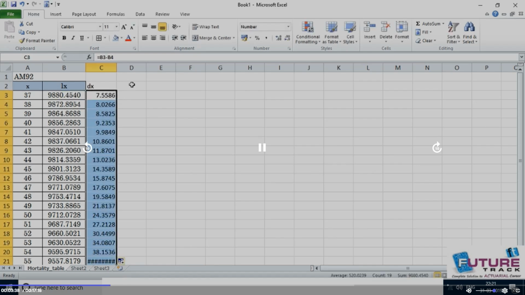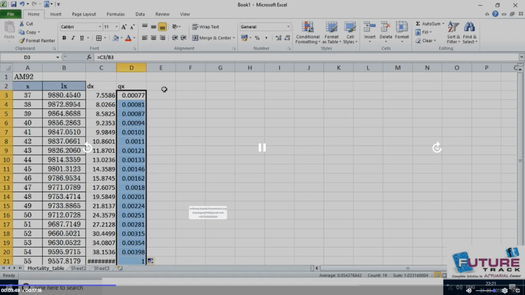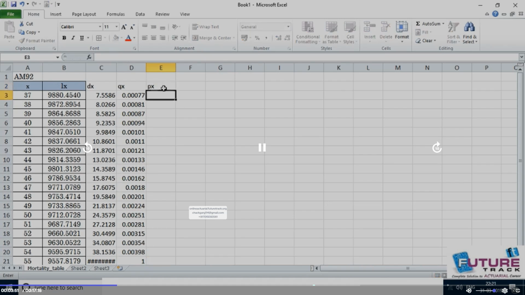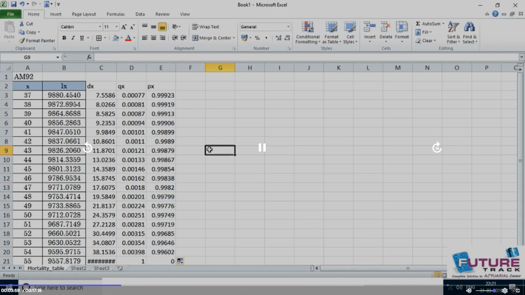Then let's find QX. That is XN, DX divided by LX. As I told you, what is A due 54 1? See, A due 54 1 is 1 only. As we have the result, we have seen 1 minus this value. So we have seen this result. A due X1 is what?